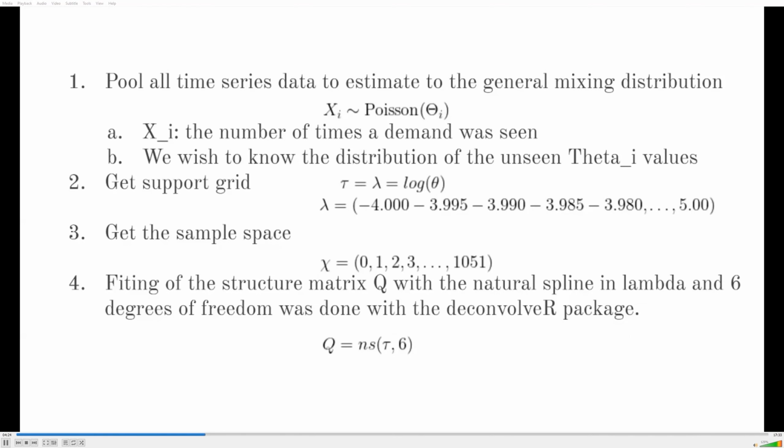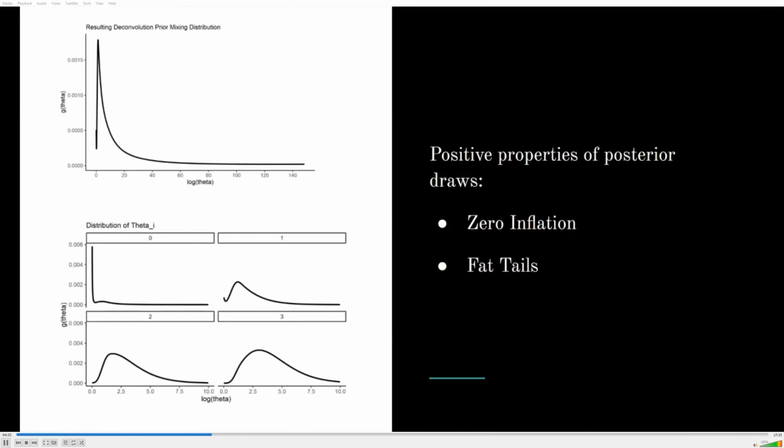And finally, fitting a structure matrix Q with natural spline and degrees of freedom of 6, and this was done with the deconvolver package. And so here's the results. The top plot is the prior mixing distribution, and the bottom plot is posterior draws from that distribution at various levels.